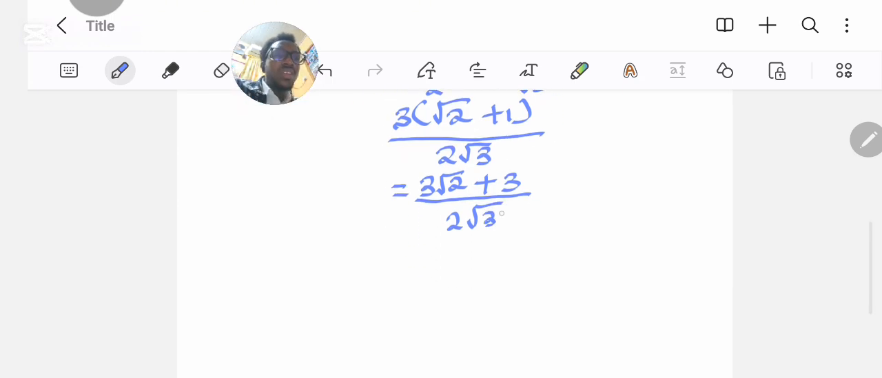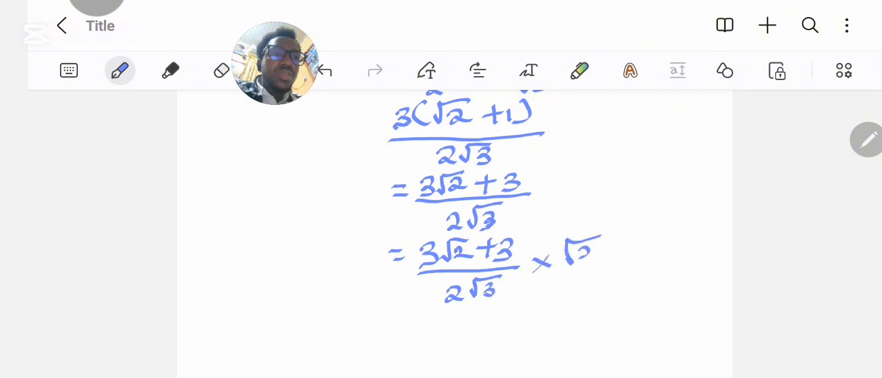Now from here, you can see that the denominator to this question is a surd. So that's where we deal with rationalization of surds. You are not going to leave your denominator as this. So how do we rationalize? We have (3 root 2 plus 3) over 2 root 3 multiplied with root 3 over root 3.